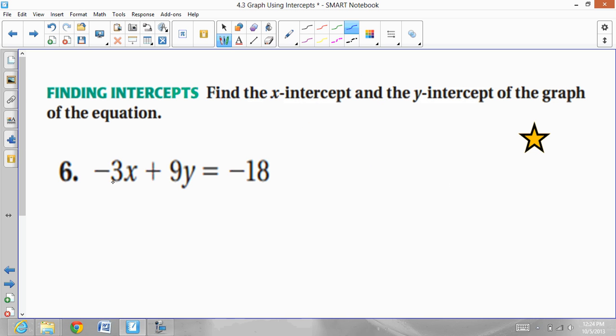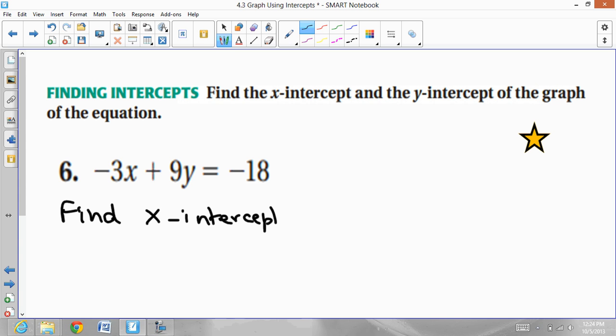Let's focus on question number 6. Finding the intercept. Find the x-intercept and the y-intercept of the graph of the equation. So if you look at this equation, you have negative 3x plus 9y equals negative 18. So we want to find the x-intercept.